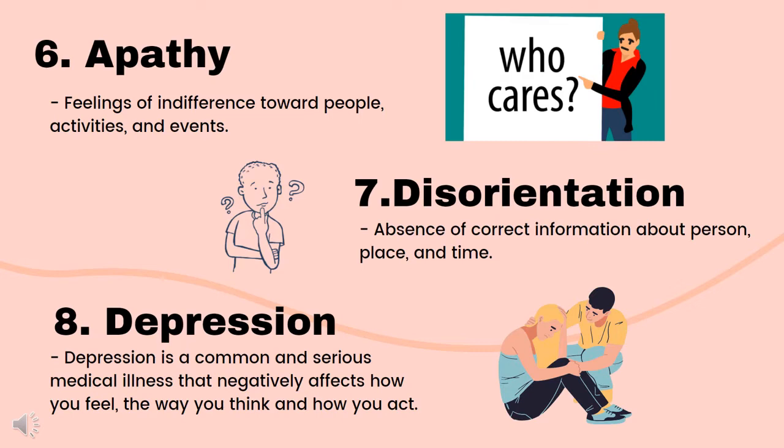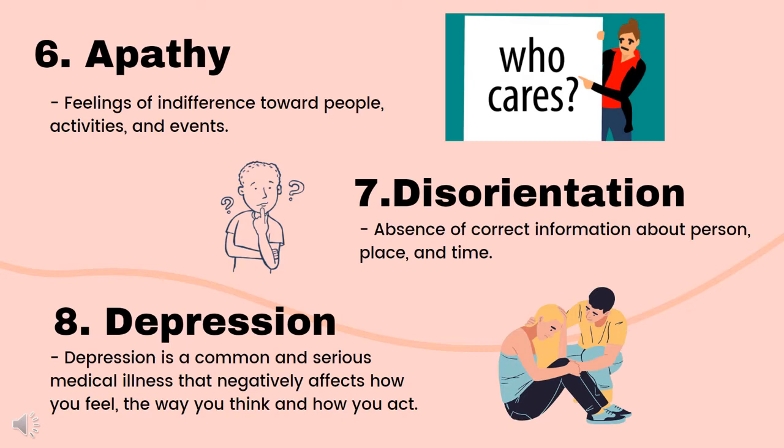Then next we have disorientation. Disorientation is an absence of correct information about a person, place, and time. An example of disorientation is a person using a powerful drug might feel so disoriented that he or she did not know who he was, or where he was in time. Another example is a person saw his elementary classmate and was not able to recognize him.